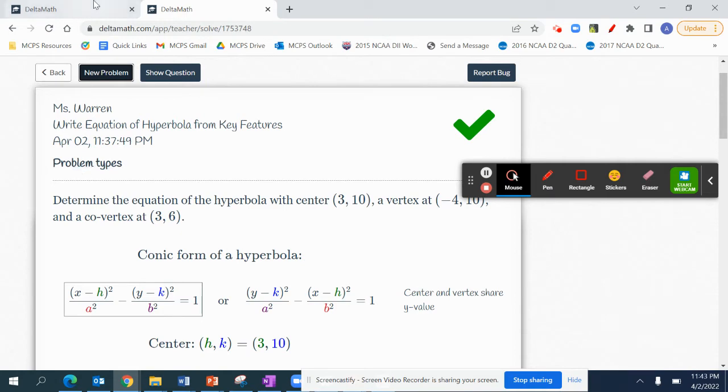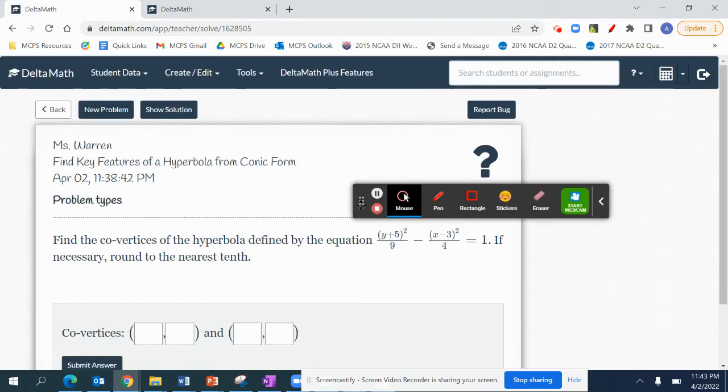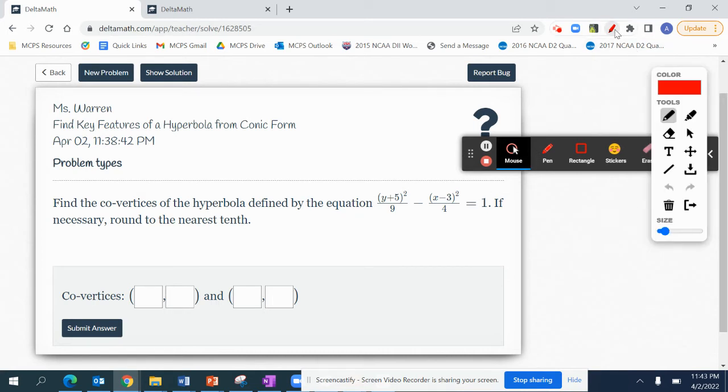Okay, so now I'm going to show you a different problem type. So this is finding key features. So, let's say you're just trying to find the center or whatever, you do the opposite of the number next to x first, and then the opposite of the number next to y. So for instance, the center here, this is a little review to start helping us out, is (3, -5). Be careful if the y term is first, that you still put the x first in the center.